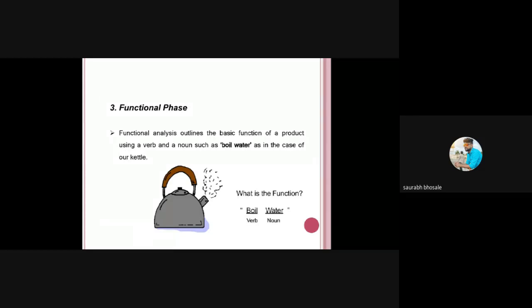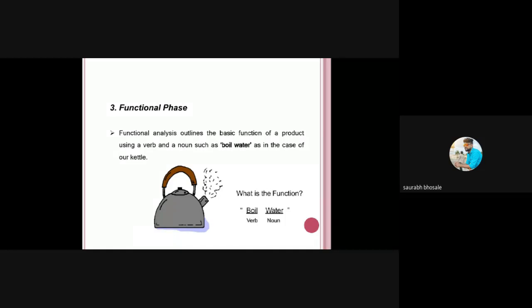Okay, so in the functional analysis phase, we need to prepare a list of different components. Then we need to prepare a verb noun description of the functions. Now here the example provided is that we have to boil water by using a kettle. So the function: the verb is boil, and the noun is water, a common noun. So boil water, boil is a verb, and it is a function.